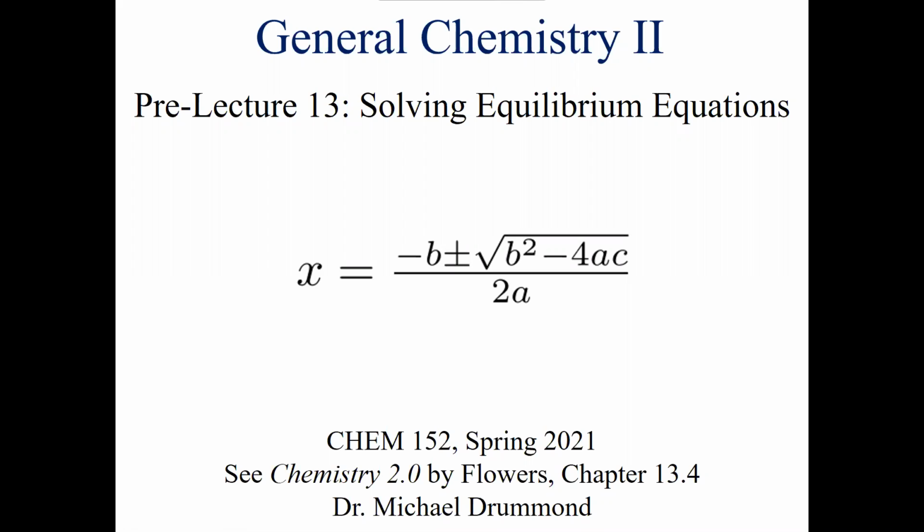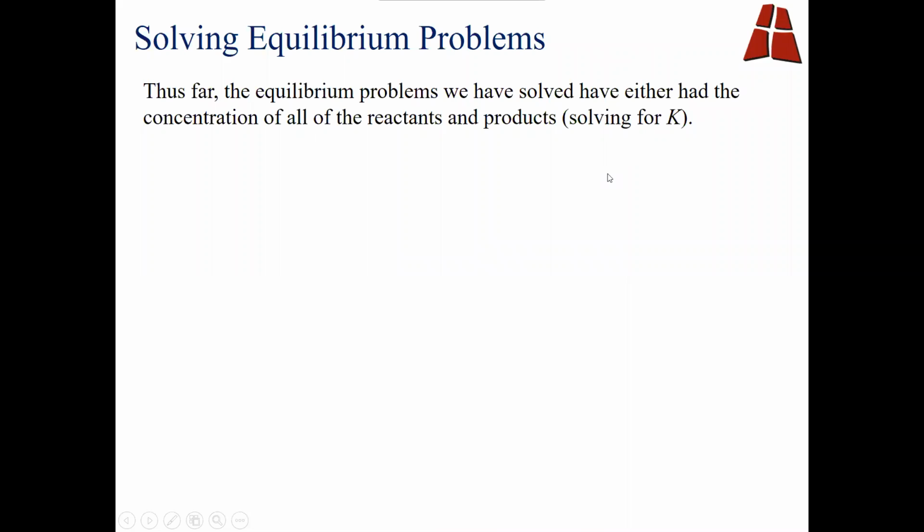Today, we're going to be talking about solving some more complex equilibrium problems, and this is mainly going to consist of an example. Okay, so thus far, when we've been computing answers to our equilibrium problems, we have solved for basically an unknown given the concentration of either all of our reactants or some of our reactants or products. And solving for K has been one question we've done.